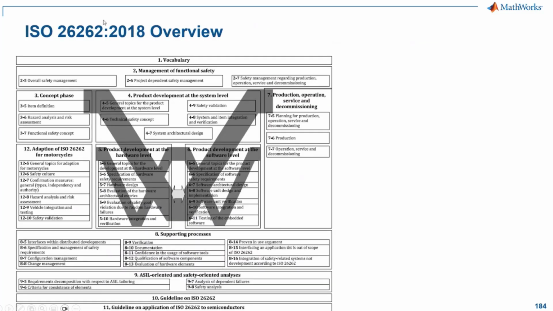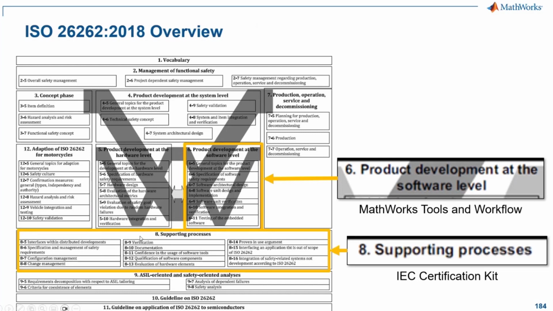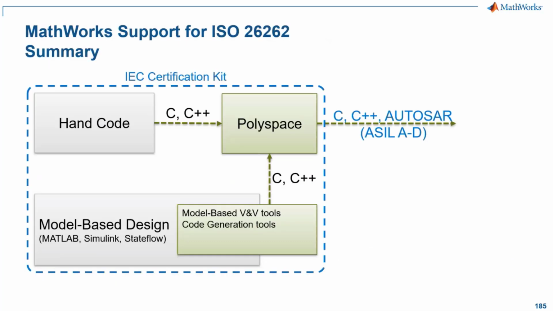First of all, regarding the ISO 26262 overview, Polyspace applies to part 6, which is the product development at the software level, as well as to part 8 for the supporting processes, where we have the tool qualification and the tool validation. So with our certification kit, whether you have only hand code or code coming from a model-based design workflow, you could apply Polyspace independently on both with the supporting artifacts from our kit.